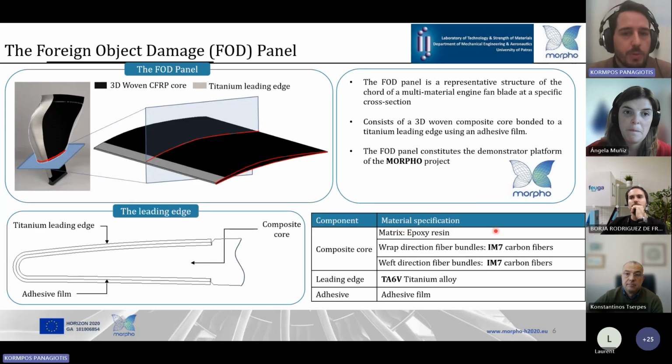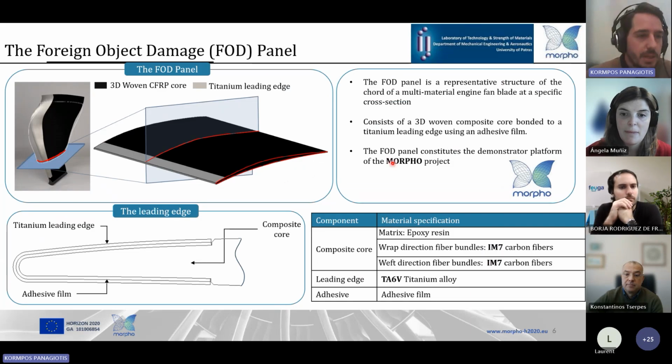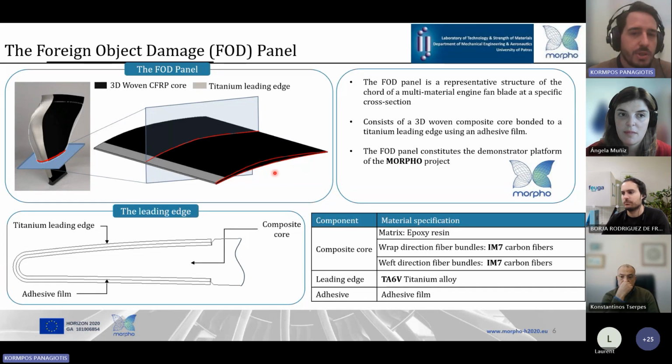Now, for the Morpho project, the laser shock process is studied for the disassembly of a foreign object damage panel. And this is the demonstrator platform of the Morpho project. The FOD panel is a representative structure of a cord of a multi-material engine fan blade at a specific cross-section. It is composed of a 3D woven composite core bonded to a thin titanium protective layer at its leading edge. And the goal of the disassembly process is to separate the titanium leading edge from the composite core.